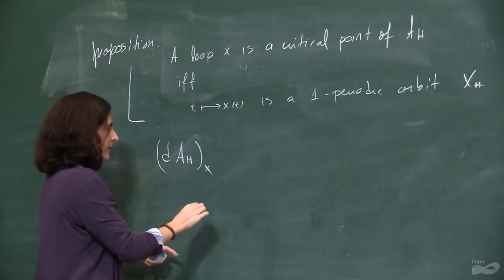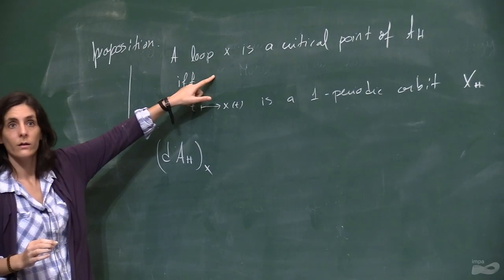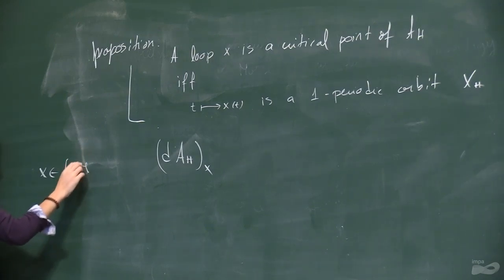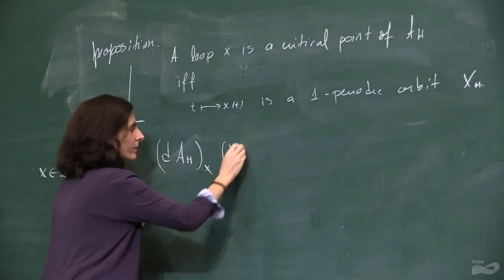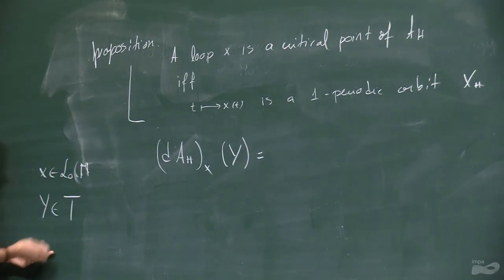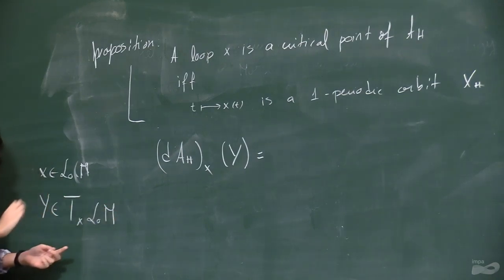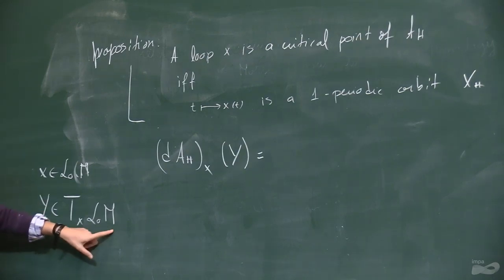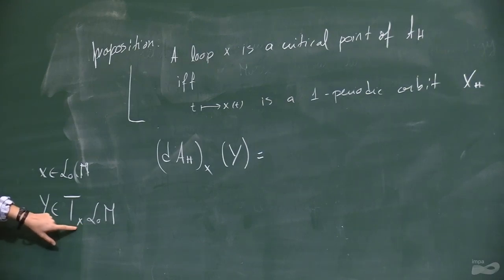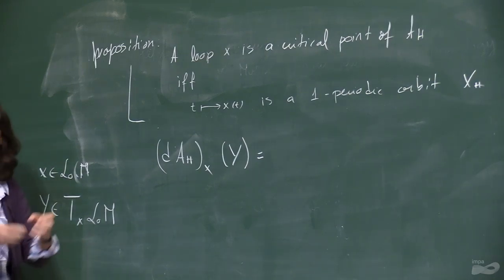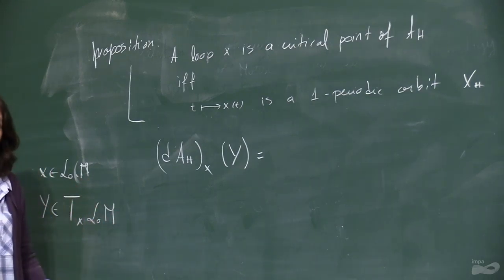this. So this x is a loop, is an element in here. And I want to find what is this derivative where y is a tangent vector in here. So actually, to see a tangent vector at the space of loops at this element x, at this loop x, we can think of it. So one way to see vectors in a tangent space is to see them as class of curves.